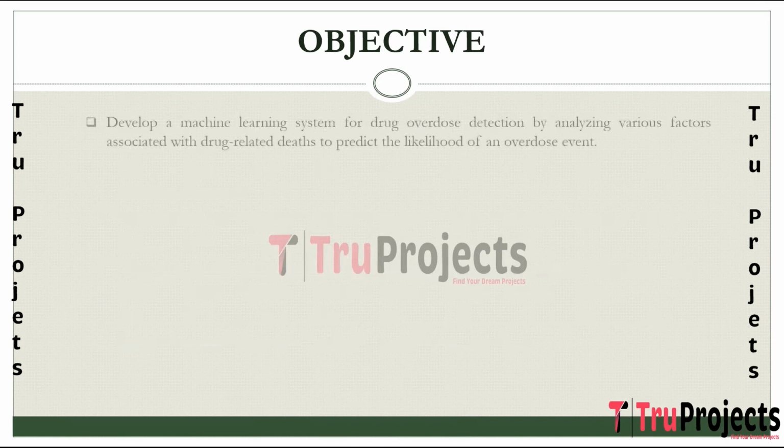The aim of the project is to develop a machine learning based system for drug overdose detection. The goal is to analyze various factors associated with drug related deaths to predict the likelihood of an overdose event.